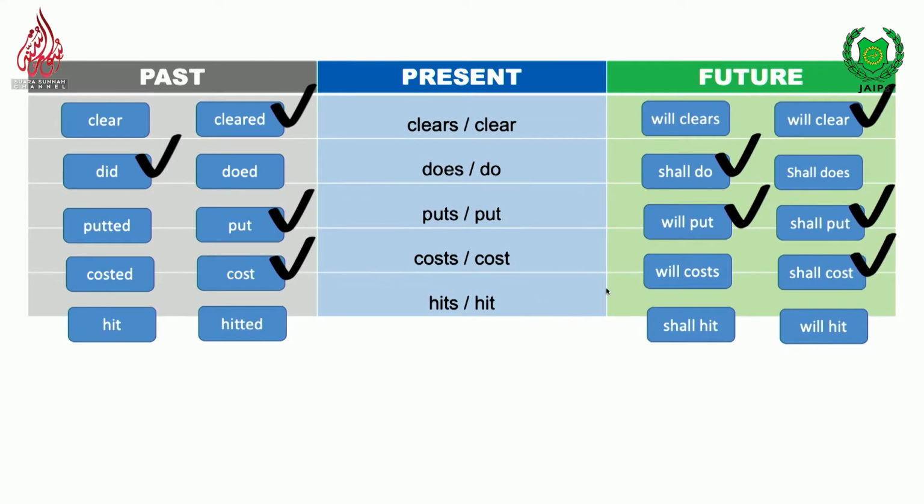Let us check the answer. So the answer should be shall cost. Okay. Will cost is wrong because of the S at the back of the word cost. Okay, let us try the last one.